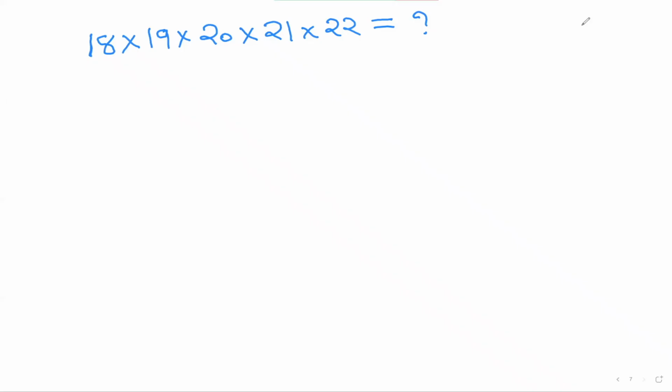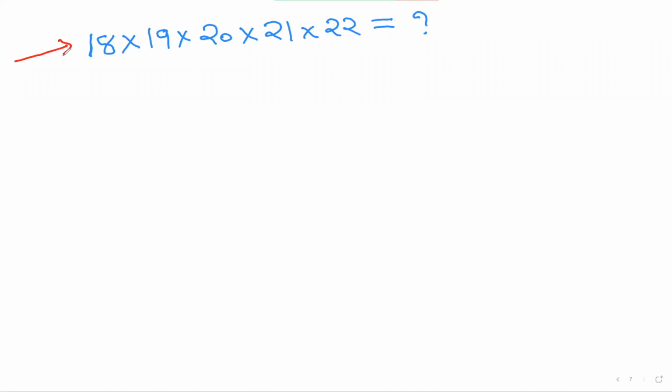Hi friends, in this question, we will try to find out what is the value of 18 multiplied by 19 multiplied by 20 multiplied by 21 multiplied by 22 equal to. So I'll try to get everything in 20 terms.